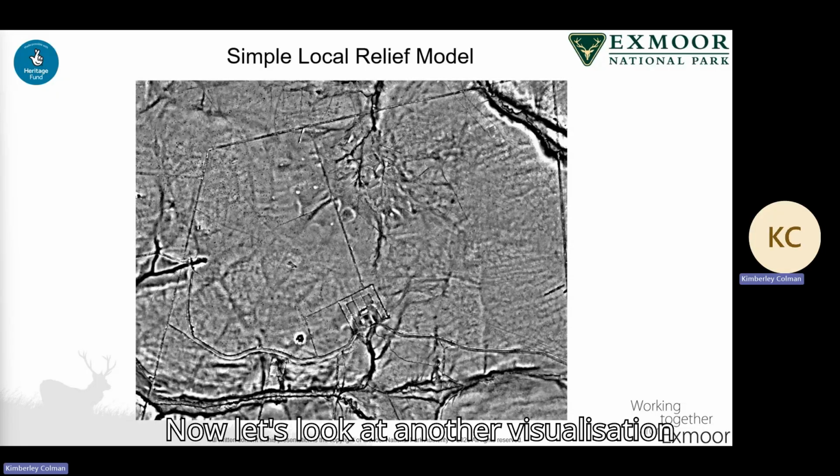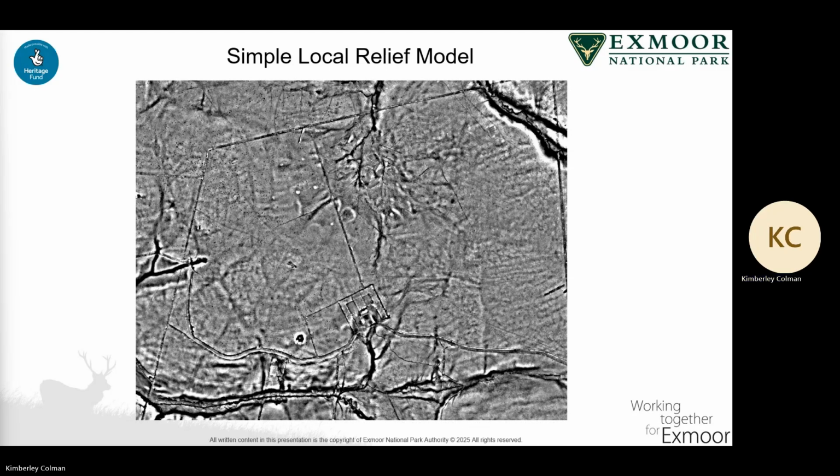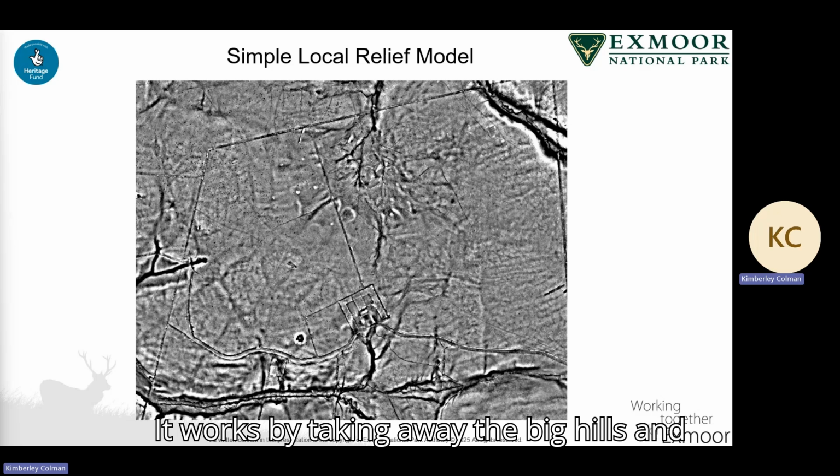Now let's look at another visualization called Simple Local Relief Model. This one is really helpful for spotting small features in the landscape that might be hidden in other views. It works by taking away the big hills and valleys, so the overall shape of the land, and leaves behind just little bumps and dips. That way we can focus on the details. Think of it like smoothing out a crumpled sheet of paper and then looking at what's still sticking up or dipping down. Those small differences are often where we find things like old field boundaries, burial mounds, banks and ditches.